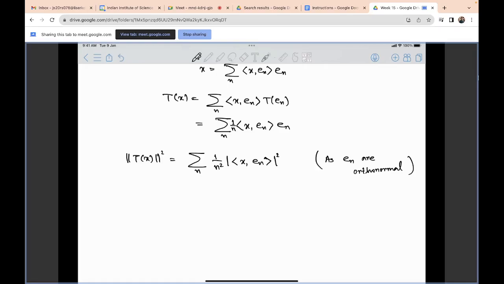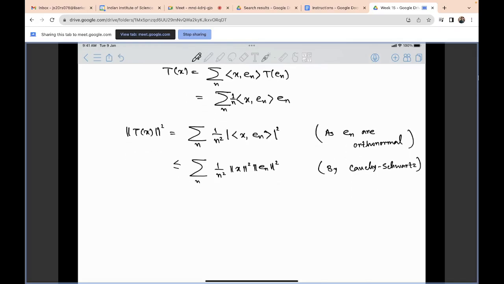Now, what will we do next? Use the Cauchy-Schwarz inequality in the numerator. If you use Cauchy-Schwarz, you will get the norm of x squared times the norm of e_n squared. So this is saying that this inner product is less than this one. Now the e_n's are orthonormal, so these have norm 1, so this is basically less than the sum of 1 by n squared.